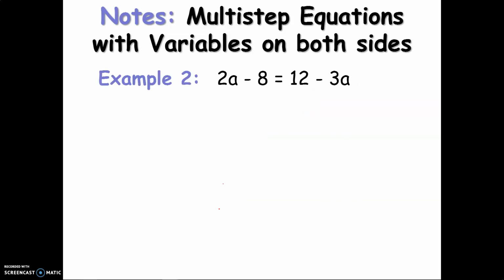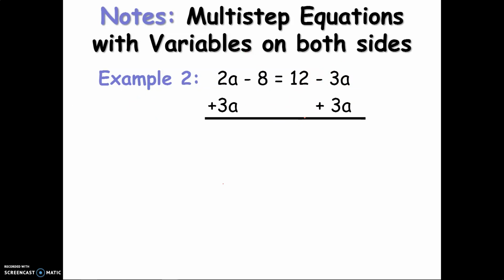All right, let's take a look at example 2. 2a minus 8 is equal to 12 minus 3a. Once again, our objective is to isolate the variable a. In this case, we notice we have a on both sides of the equal sign, just as before. In order to get a by itself, we must move either the 2a or the negative 3a so that they are together. Remember, the goal is to get them together by moving the one that is smaller. The smaller of them is negative 3a, so we will add 3a to both sides of the equation.